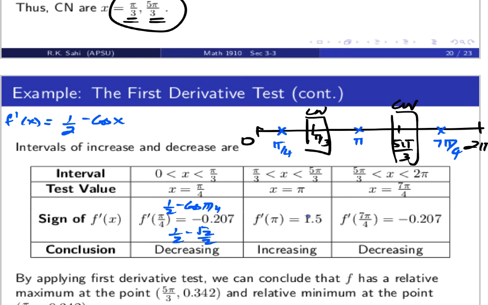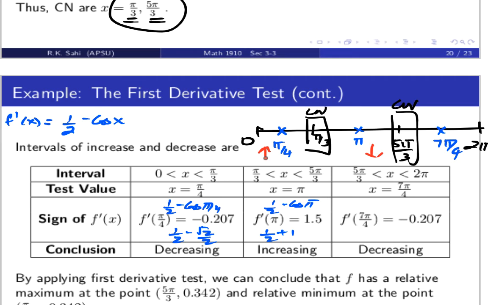Now when you put in f prime of pi, that means half minus cosine pi, which is half plus 1, that is 1.5. And similarly f prime of 7 pi fourths is negative 0.207. So clearly, the function is increasing from the interval 0 to pi thirds, then it decreases from pi thirds to 5 pi thirds.